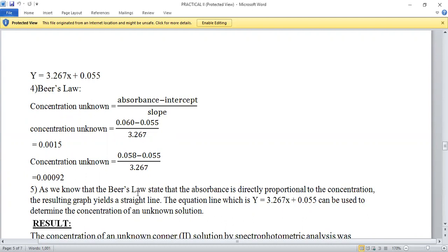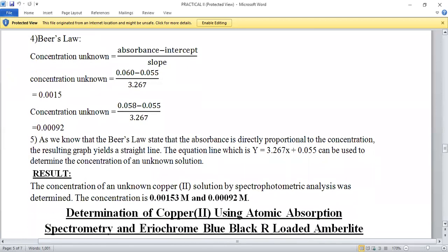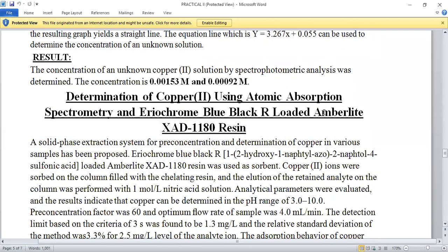As we know, Beer's law states that the absorbance is directly proportional to the concentration, so the resulting graph yields a straight line. The equation of the line, y is equal to 3.267x plus 0.055, can be used to determine the concentration of an unknown solution. Now we will discuss the result of this practical. The concentration of an unknown copper 2 solution by spectrophotometric analysis was determined. The concentration is 0.00153 molar and 0.0092 molar.